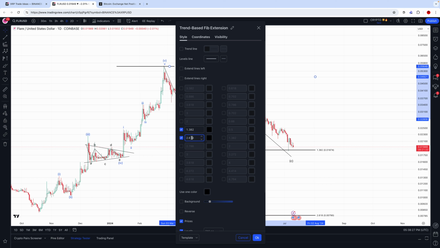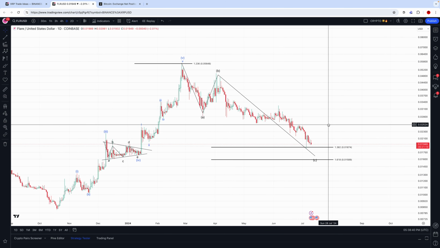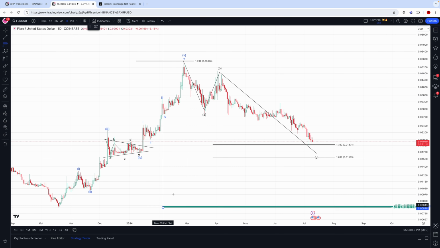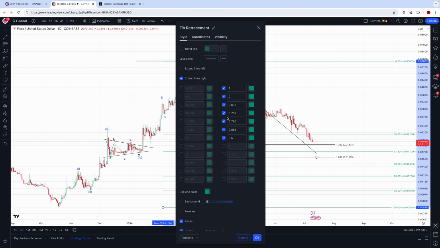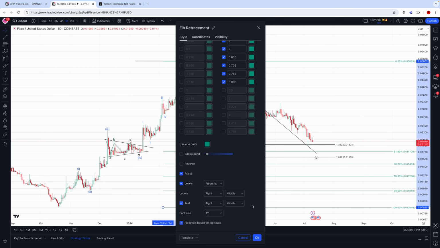It's currently on the 1.382 when we measure this C wave. And the 1.618 is just below it at 0.01589. What we can also do is take a fib from the very low up to this high. And the 61.8% fib is just in between here.